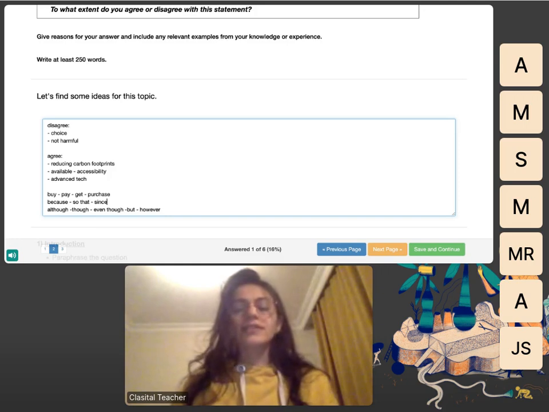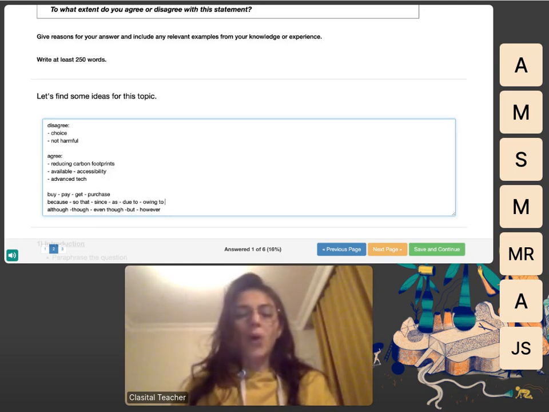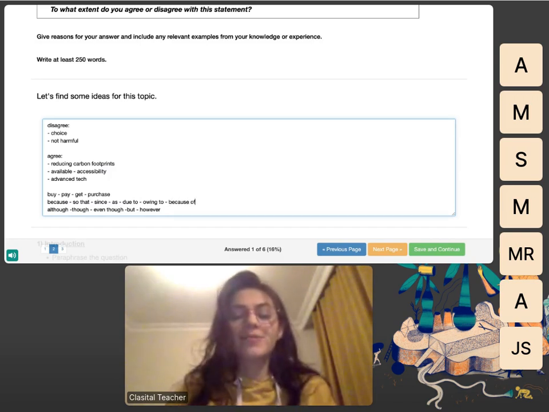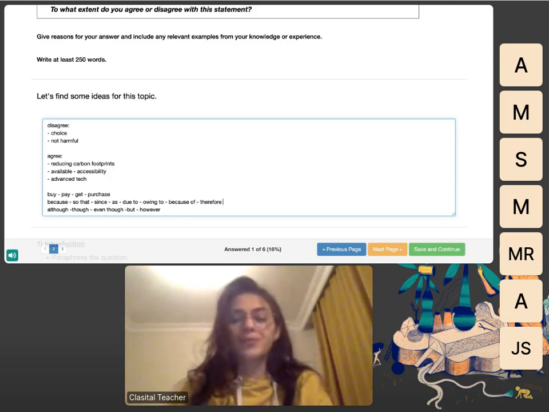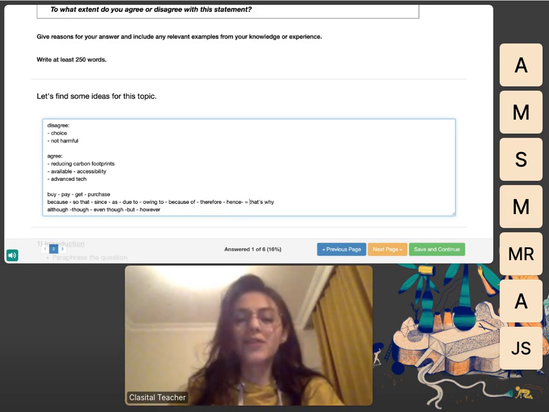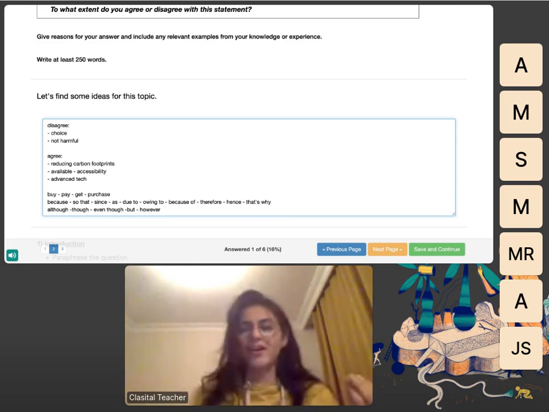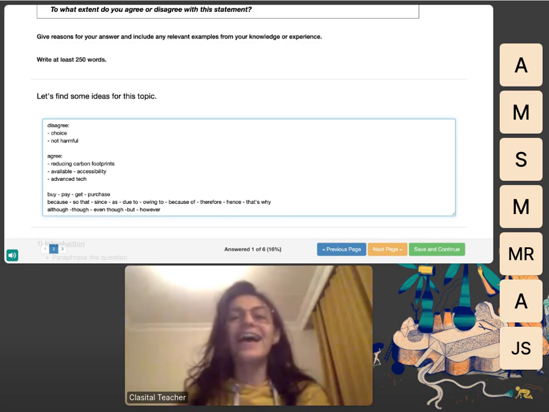All right, we can also use since, as, due to, owing to, and because of, for example. So we can use all these, or we can say therefore, hence, that's why. So there are a lot of different ways of giving that cause and effect relationship, some of which are these.